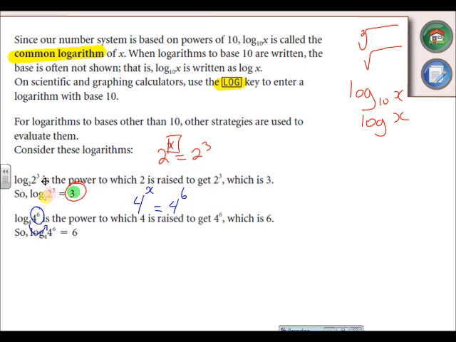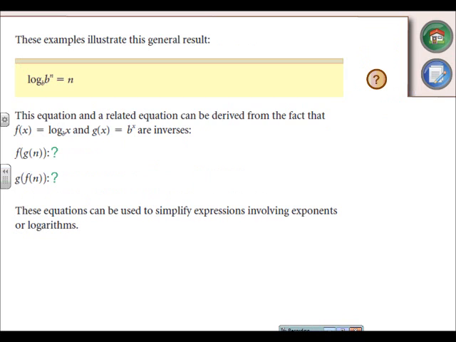So a good strategy that we're going to be looking at is trying to get bases to be the same, just like we did with the exponential. So the first of many laws that you're going to need to know, just like there's exponent laws, first of many of the logarithm laws is that log base b of b to the n is always going to be n.